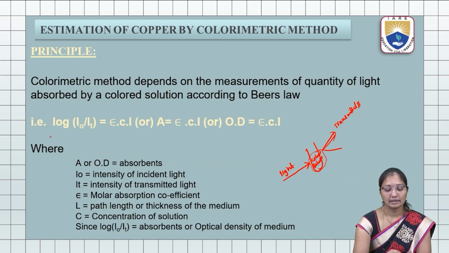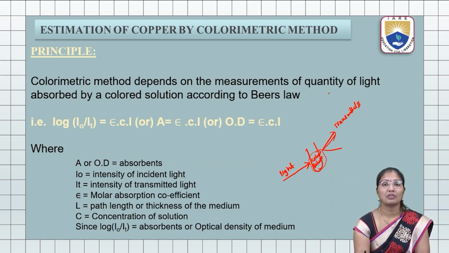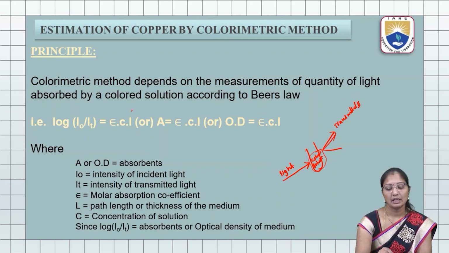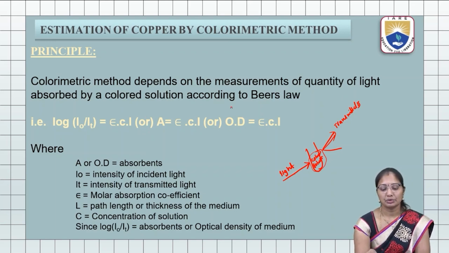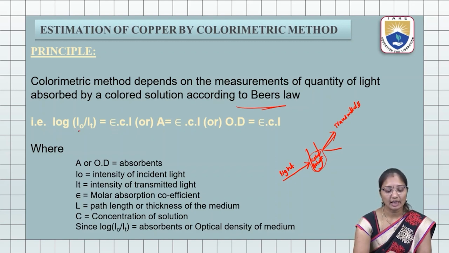Here, this is the measurement of the quantity of light absorbed by a colored solution, according to Beer's law. Here log I naught by I_T equals epsilon into C. What are I naught and I_T? I naught is the intensity of incident light, and I_T is the intensity of transmitted light. The light which falls on the sample is I naught, and the light which comes out from the sample is I_T.